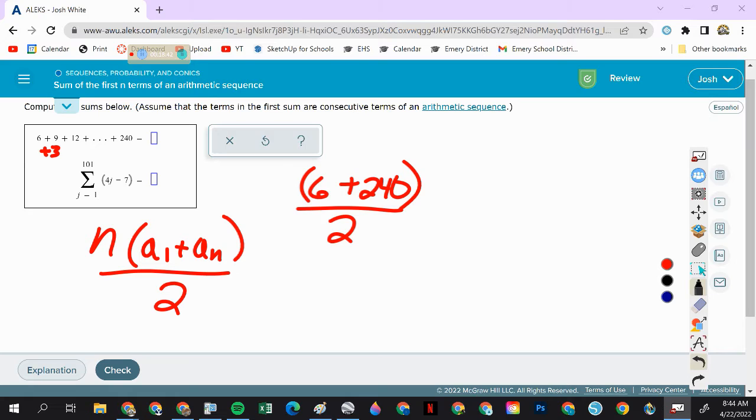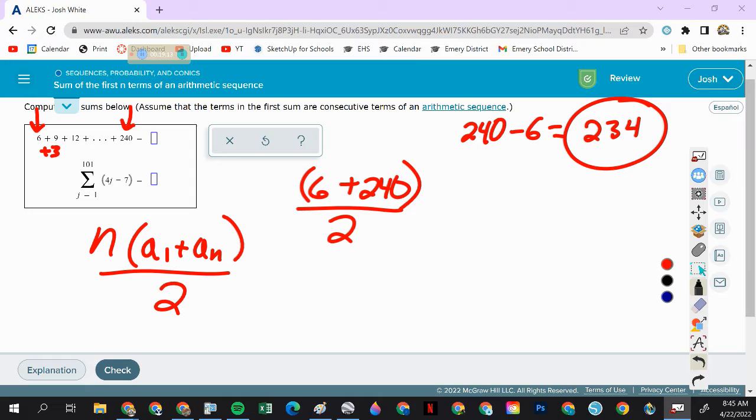Nope. Your process is really close, but we need to figure out what is the difference between this day and this day. So we take 240 and we subtract 6, and I get 234. What does this number represent? It's all of the D's put together, right?